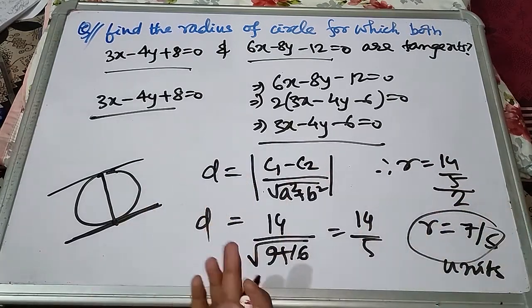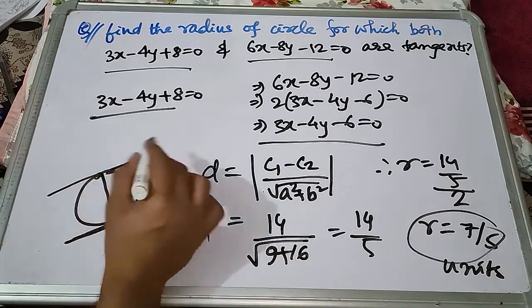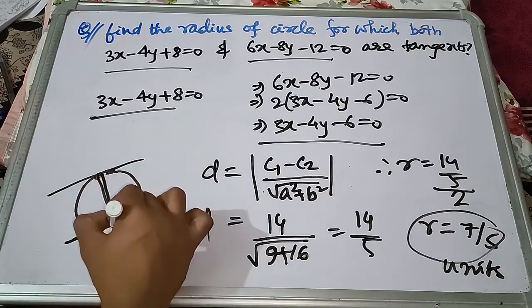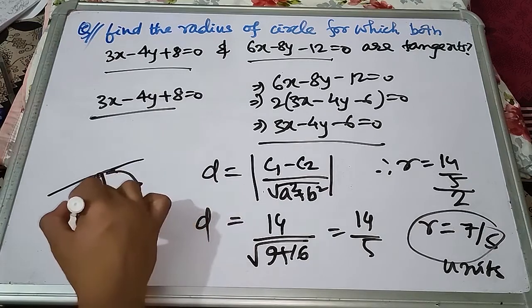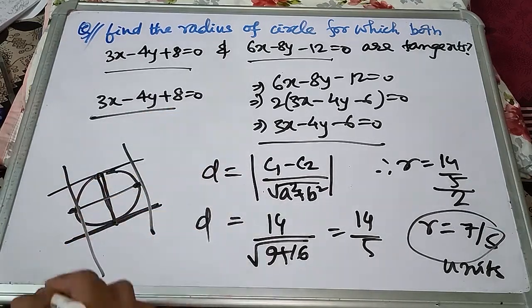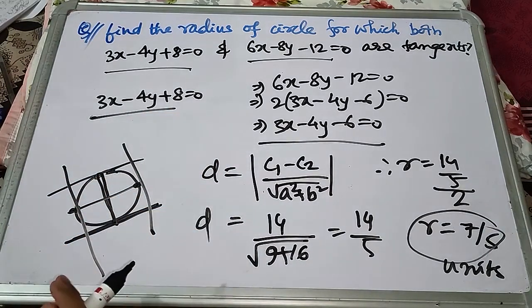So this was an interesting question, that two parallel tangents can be drawn at the ends of the diameter. If this was the diameter, you can draw two parallel tangents like this. So I hope this question was clear to you.